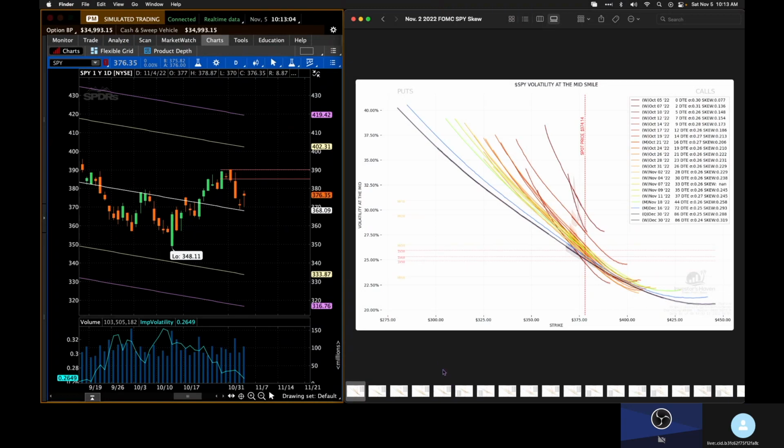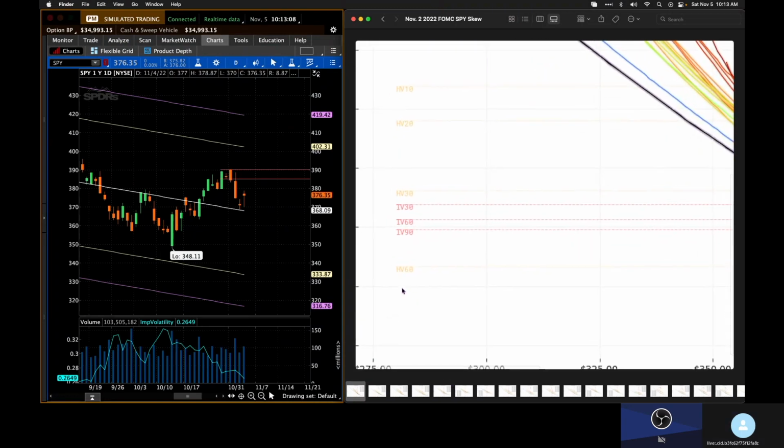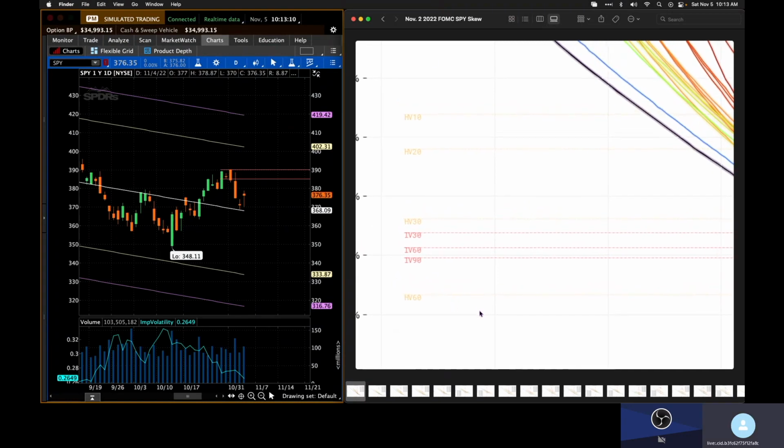So you see those little horizontal lines. It's kind of hard to see in the video, but you see that. Yeah, there you go. So you can see the historical and the implied. And do you ever use these at all either?